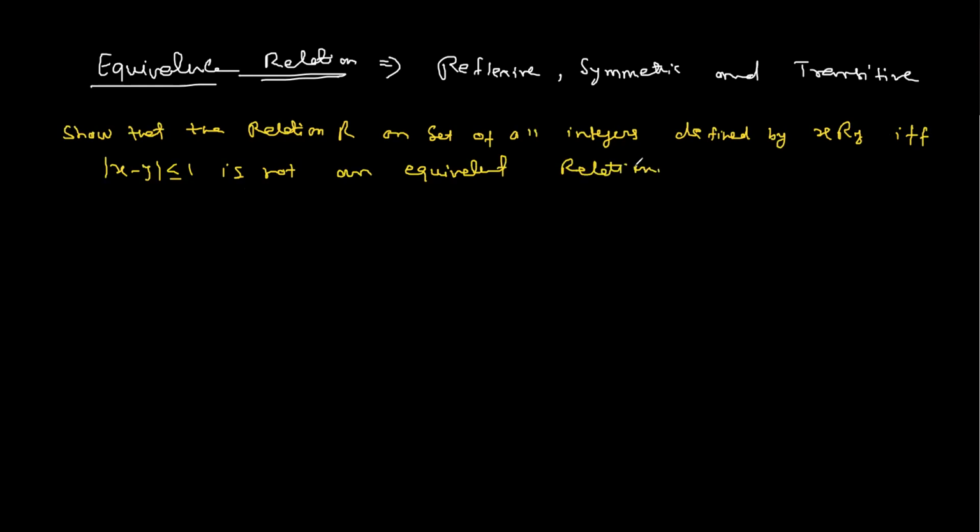So for proving equivalence relation, you must have to prove what? First, you have to check whether this is reflexive or not. For reflexive, what condition must be there? X is related with X. So Y is replaced by X, right? X minus X is 0, and 0 is less than 1, right? Yes. It means reflexive property holds.